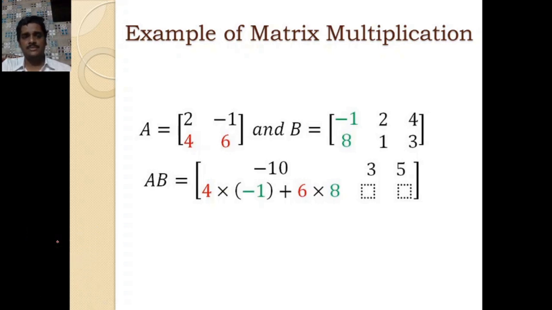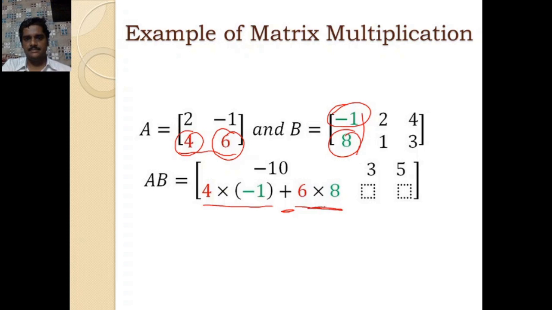Here you can see second row multiplying with first column, 4 multiplying with minus 1 plus 6 multiplying with 8. Let's talk about the next element. This is the element present in second row, second column.